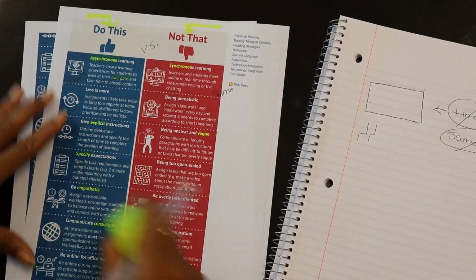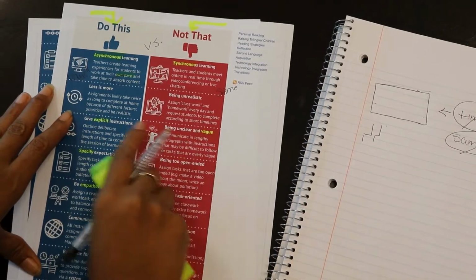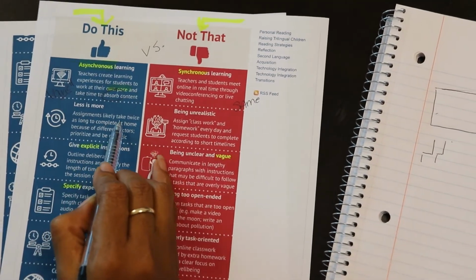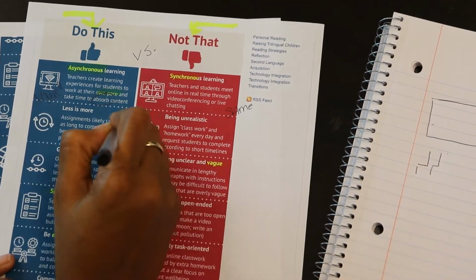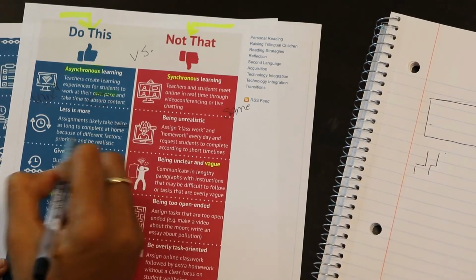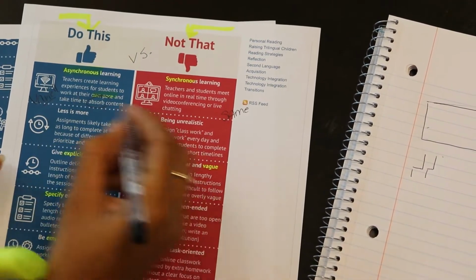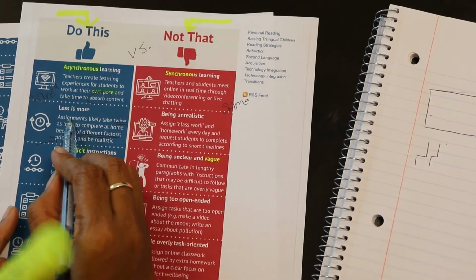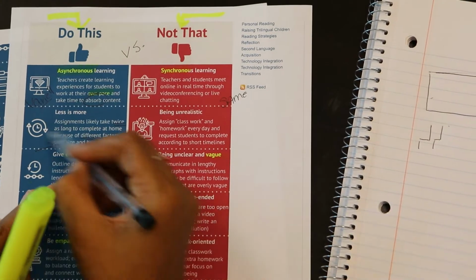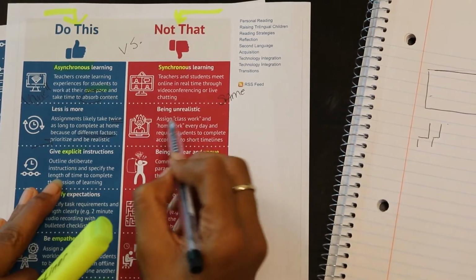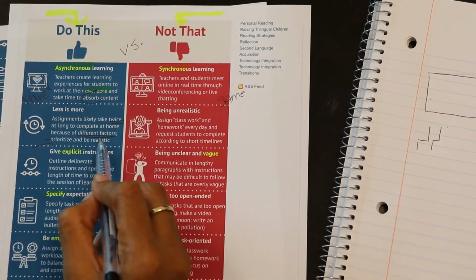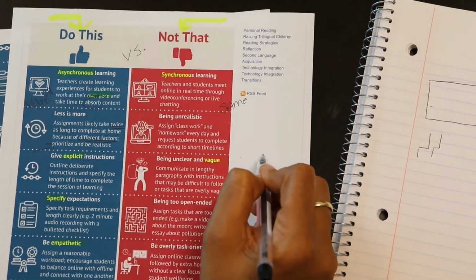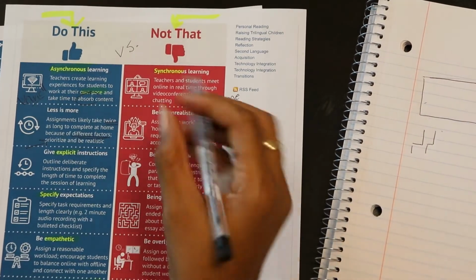We have to understand that less now, in this digital age, is actually more, versus being unrealistic. Assignments are likely to take twice as long to complete at home because of different factors. We must, as teachers, prioritize and become realistic in those expectations. Whatever we give is not necessarily in the model that it was before, so we have to be realistic about our expectations, and we don't have to give as many questions, but rather consider the type of questions that we're giving.